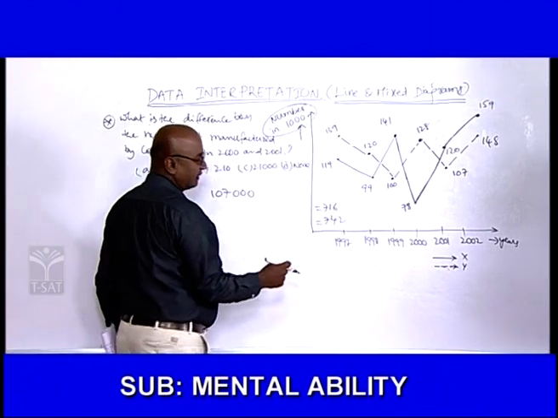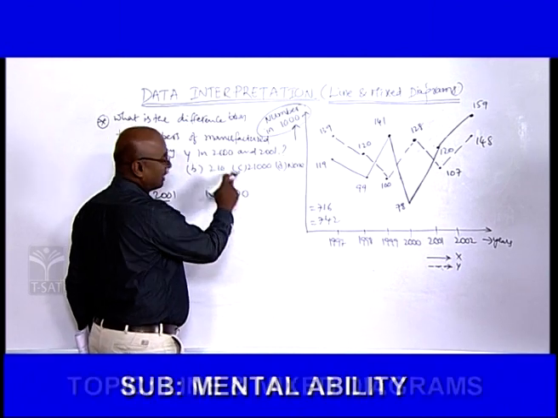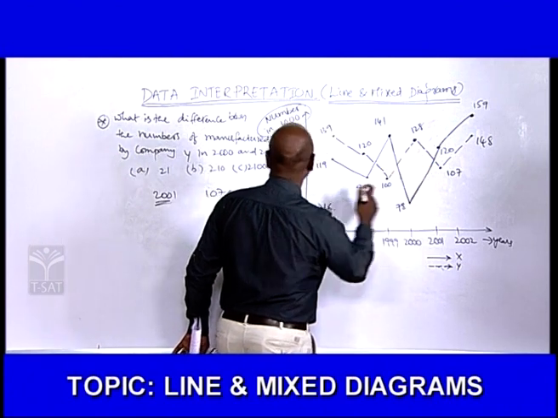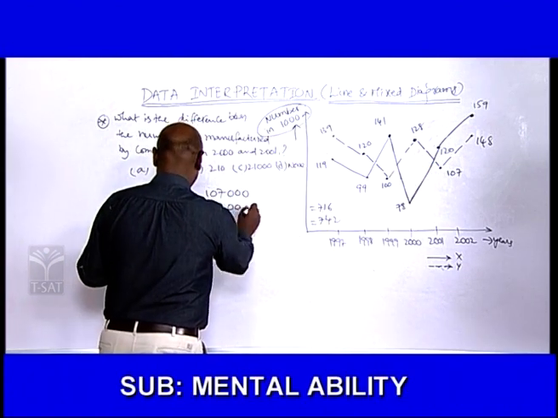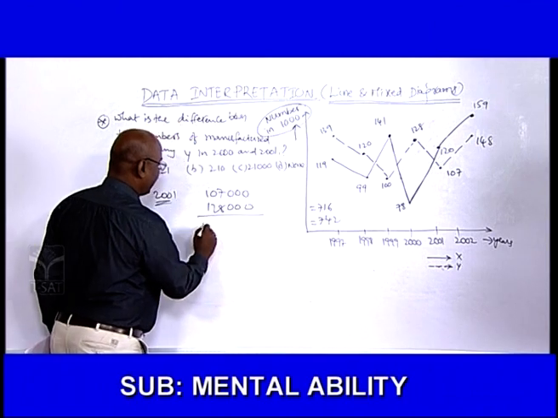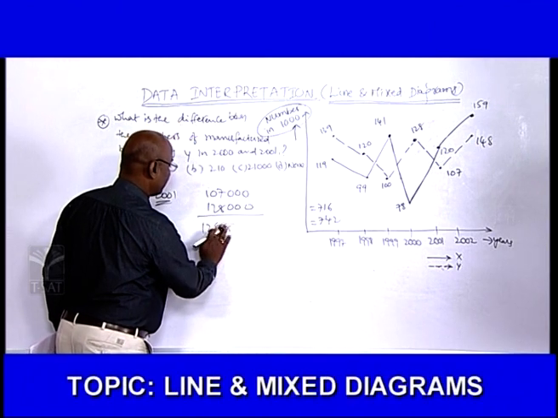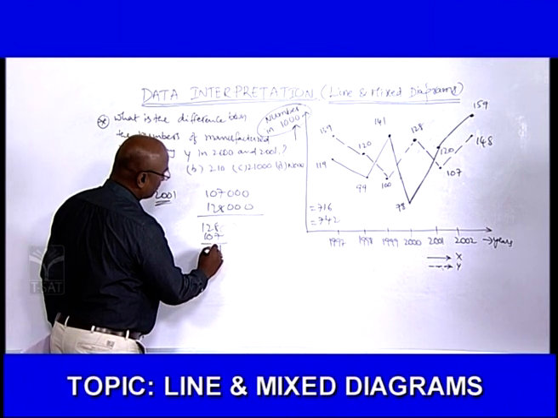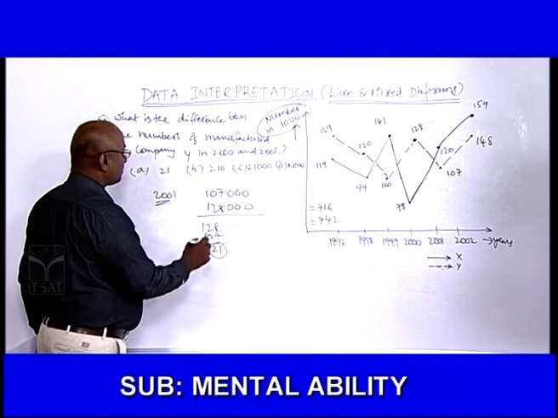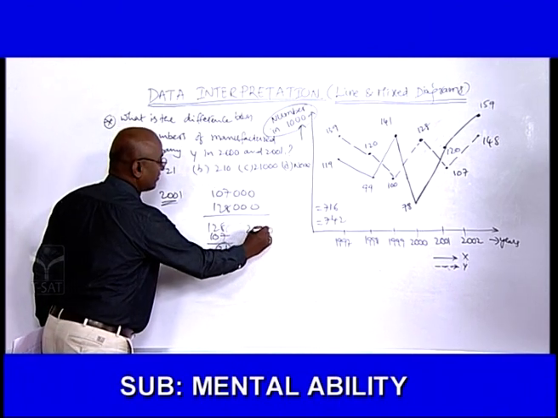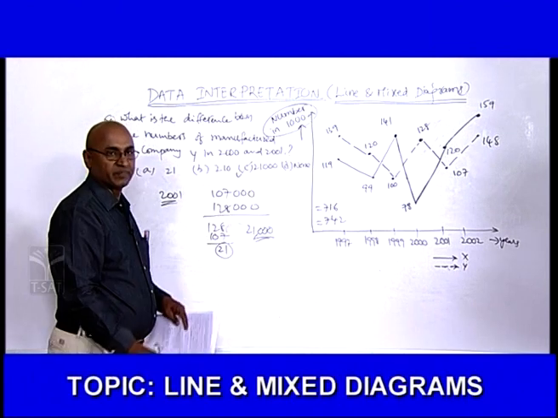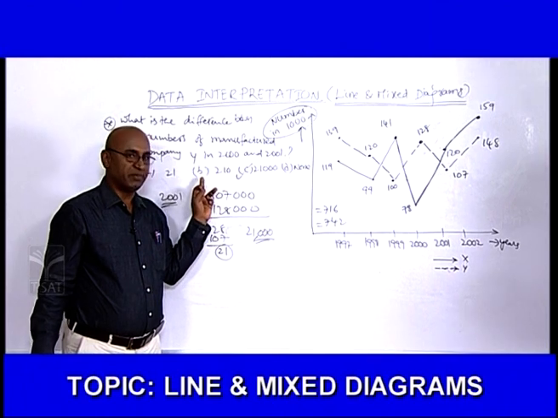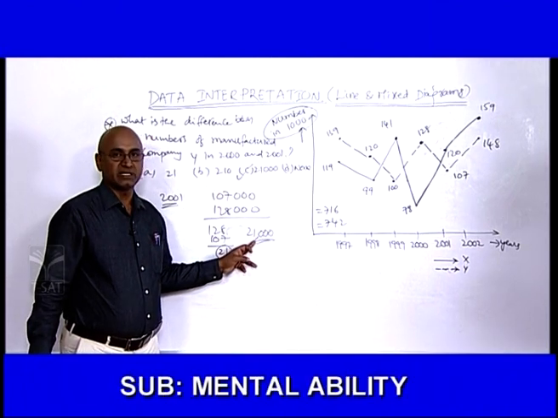107,000. And in the year 2000, the company Y manufactured 128,000. So the difference is 128 minus 107. 128 minus 107. 8 minus 7, 1. 2 minus 0, 2. So the number of vehicles is 21,000. What is the value? The answer is C. The difference in the production between the years 2000 and 2001 by the company Y is equal to 21,000 vehicles.